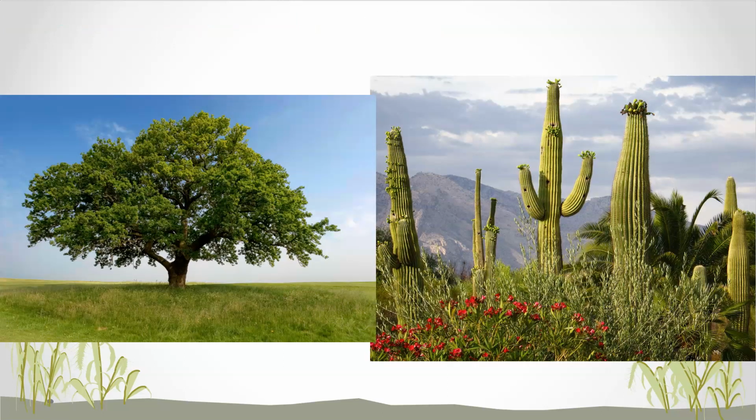And then stems, of course, have been modified. Some stems, like the oak tree, are woody, covered in bark. But some stems have been modified to live in dry, arid regions and to also undergo photosynthesis. You can see how they're green here in these cacti.